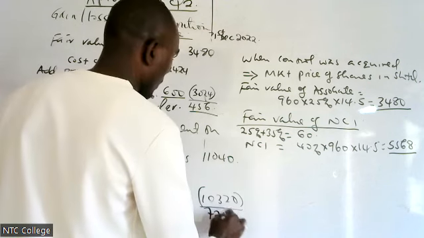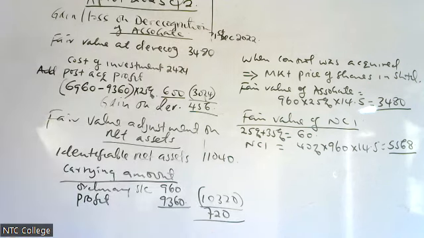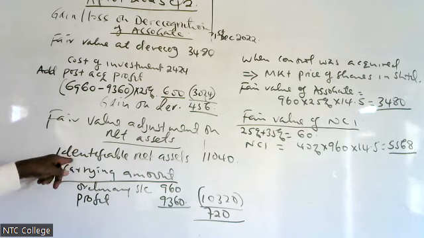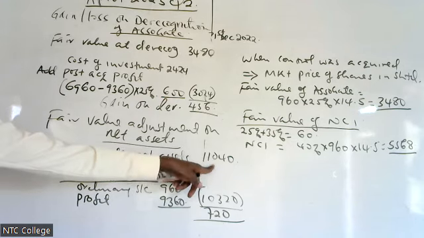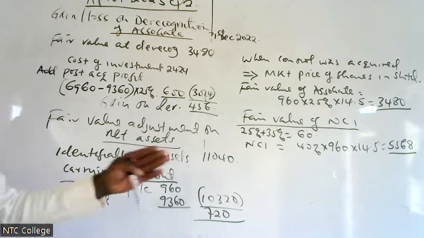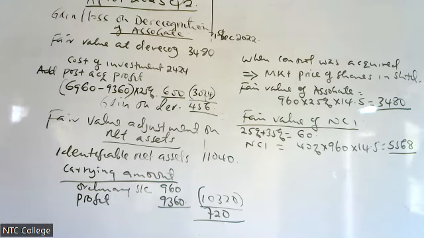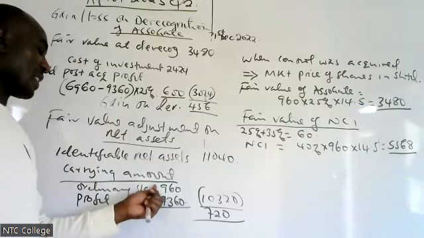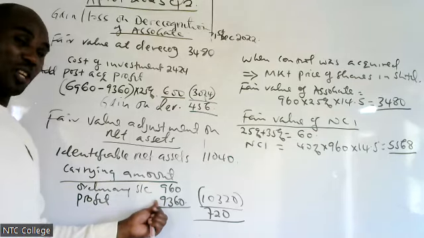Therefore, our fair value adjustment is $720. I believe you are getting something there. The examiner told us that the identifiable net assets were 11,040. But when we check the carrying amount at the time the control was acquired, ordinary share is this, and profit is the pre-acquisition profit.